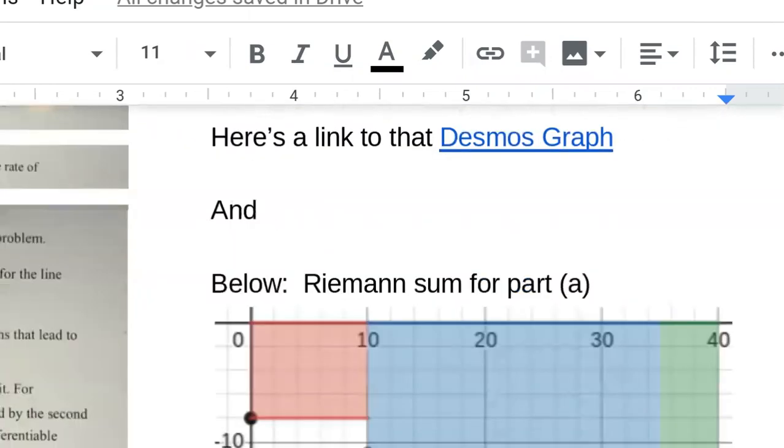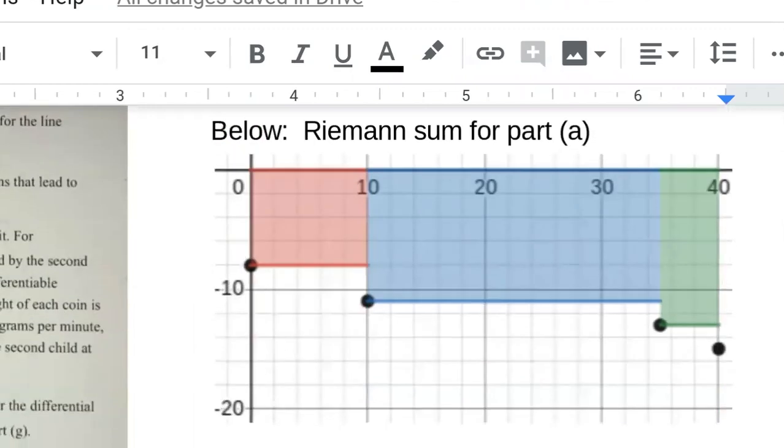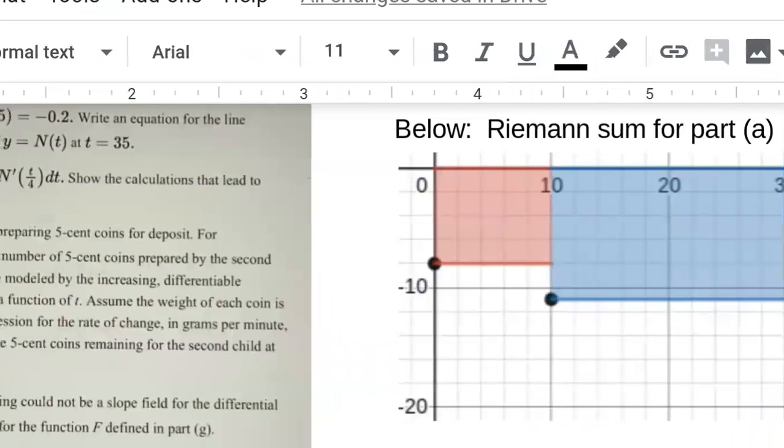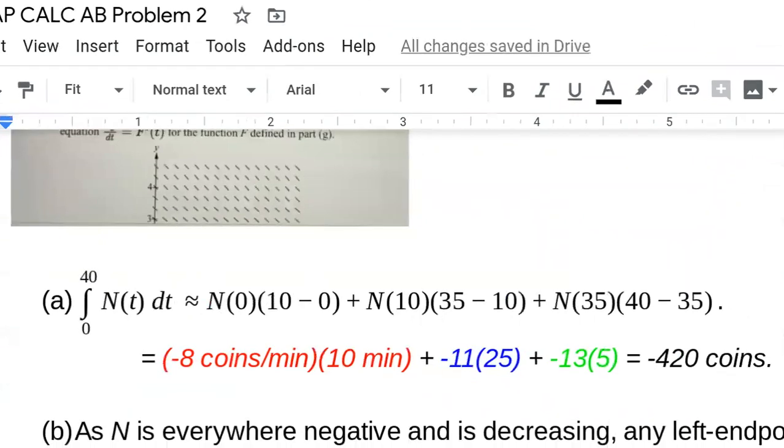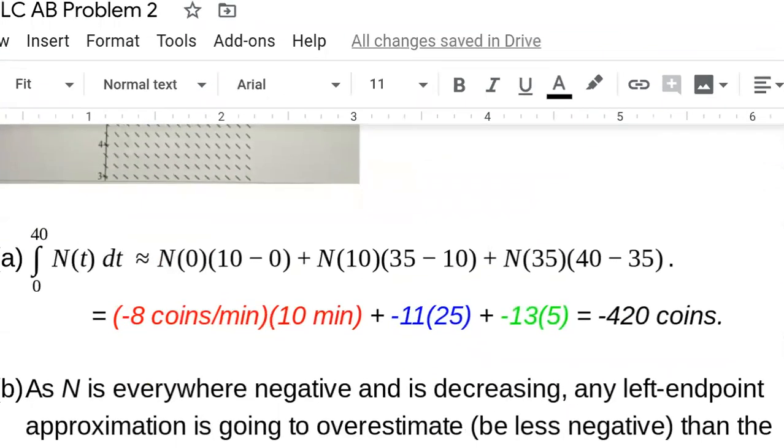So that's going to be part A. We were told to use left endpoints. So of these intervals, the left endpoints being chosen, we just have to find these areas. And I did that down here. This is kind of written out in long form. That approximation: we're choosing to sample at 0, 10, and 35, the left endpoints. And we have to multiply by those interval widths. So here I included the units again just to remind us what we're ending up with. This is -420 coins overall. And you can think of that as how much the stack went down over the first 40 minutes.